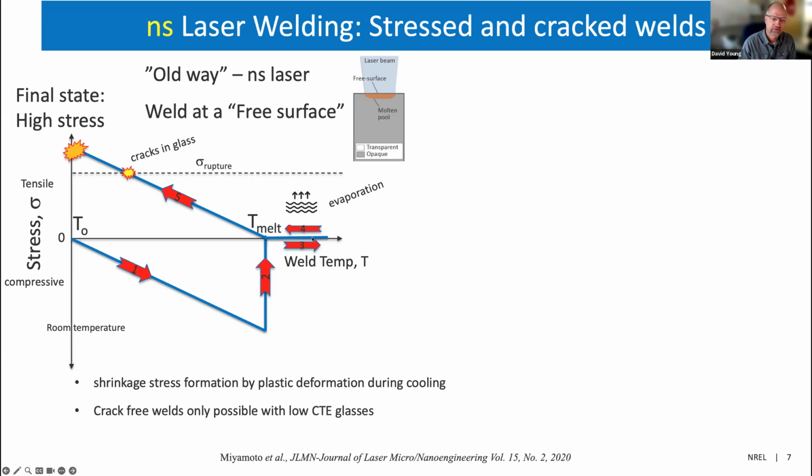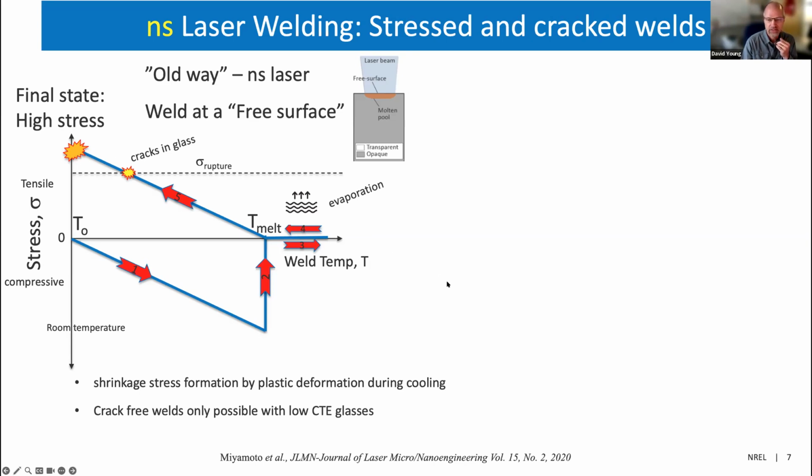Now, as you turn the laser off, you start to cool back down quickly. But now when you cool, you start to get tensile stress in that molten pool. And eventually, you're going to cross a point where you perhaps could actually cause so much stress that you rupture the glass. And in any case, even if you don't rupture the glass, you still end up in a state of high stress. And so this kind of weld, because of the evaporation of the material in this open surface, is always going to leave you with a high stress weld.